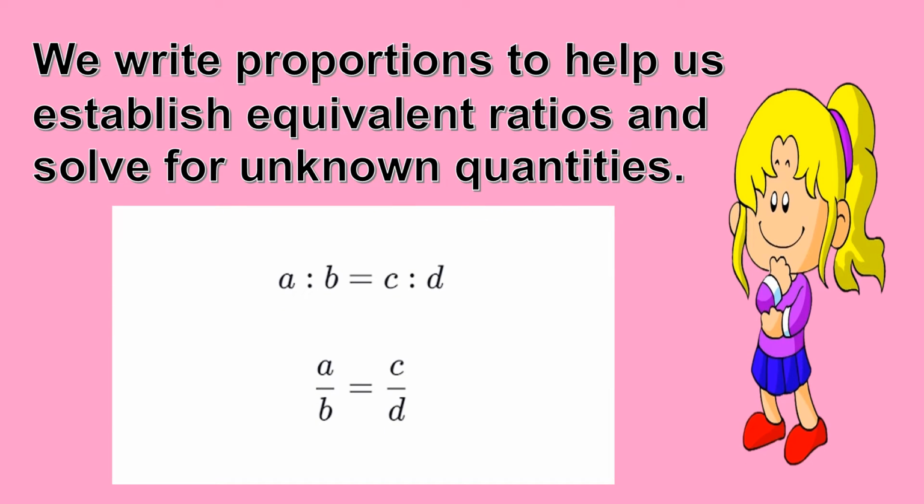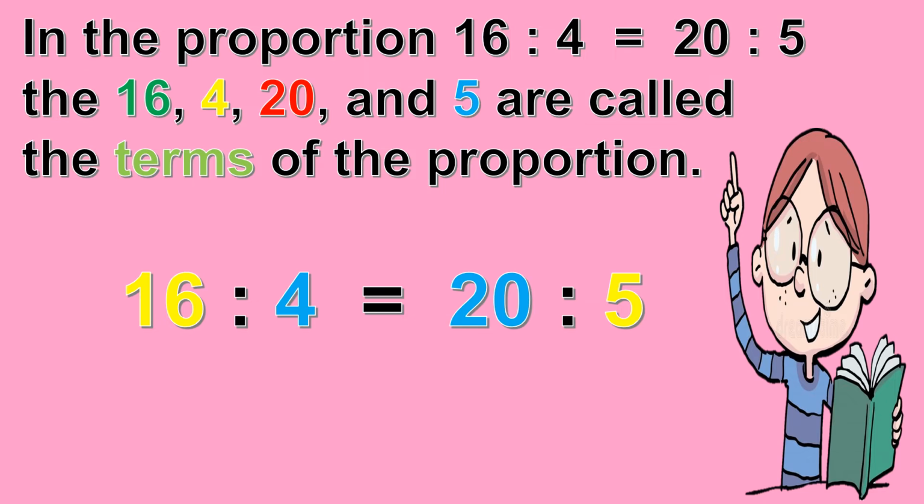Based on the definitions earlier, we write proportions to help us establish equivalent ratios and solve for unknown quantities. In the proportion 16:4 equals 20:5, the 16, 4, 20, and 5 are called the terms of the proportion. The 16 is the first term, the 4 is the second term, the 20 is the third term, and the 5 is the fourth term.